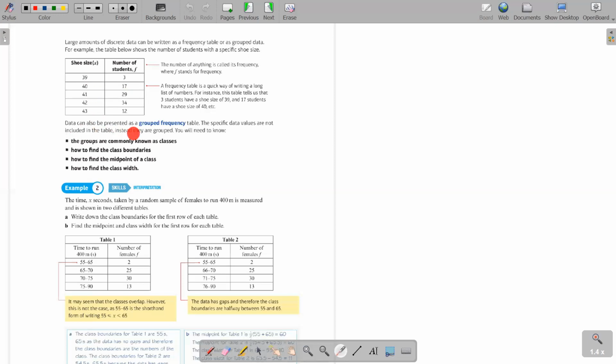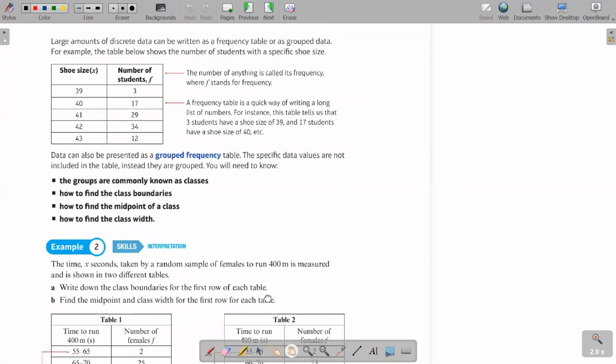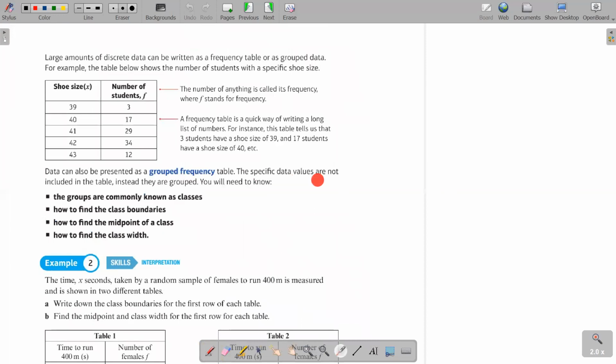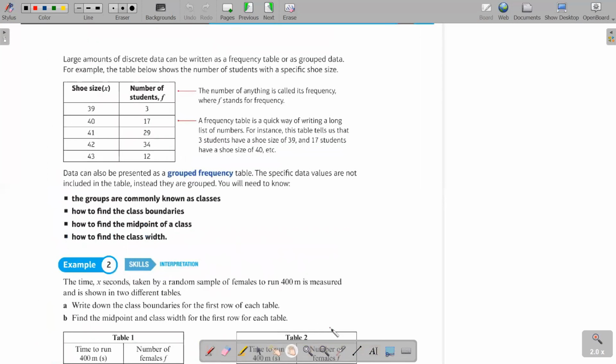Then they say data can also be presented as grouped frequency. What do you mean by grouped frequency table? The specific data values are not included in the table. Instead, they are grouped. So I think you can see here, when you make these categories in this manner, this is a grouped frequency table, a grouped data table. Okay, so even the shoe size, we could group this. So we could say shoe sizes from 35 to 40 is one group, right? And then from 41, likewise, you can break the groups.